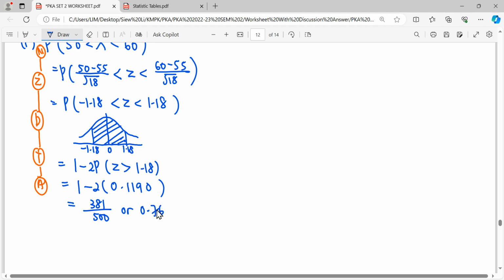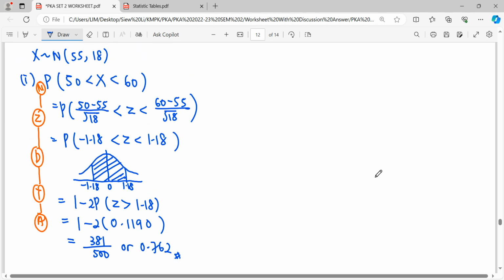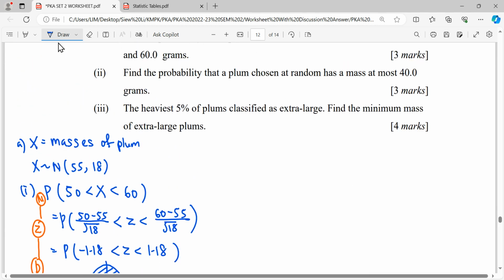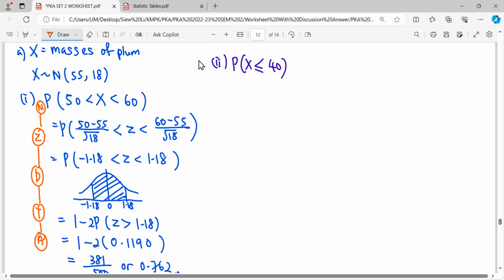So you can leave your answer in decimal or fraction. Then we go for question number 2. Find the probability that the plum chosen has a mass x at most, meaning maximum, less than or equal to 40 gram. The procedure to solve this is the same as question 1. X starts from normal, then we change to z, draw out the standard normal graph, and find out from the table to get the answer.